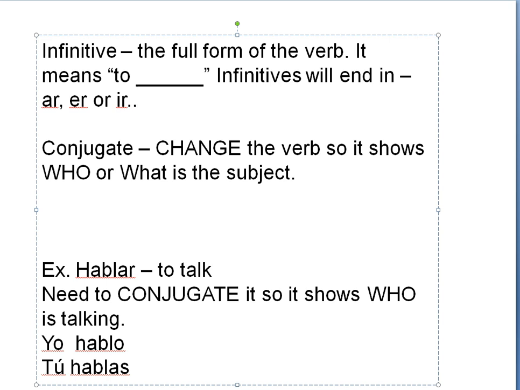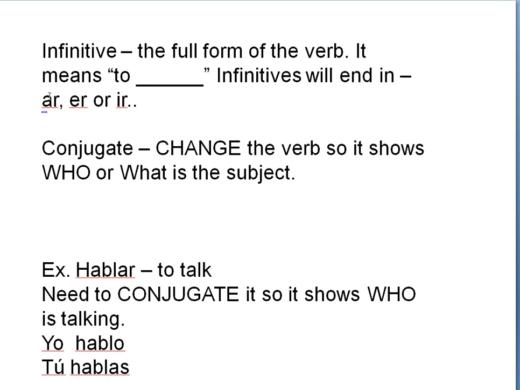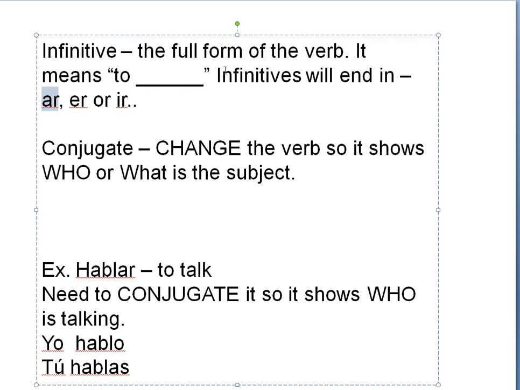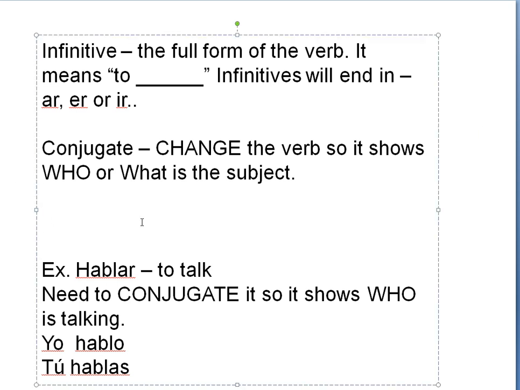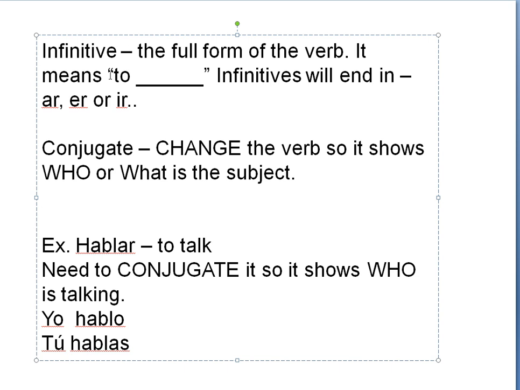And remember, right now we are only looking at AR ones, okay? So we're just looking at verbs that end in AR. And we're looking at regular verbs, and we're looking at verbs in, remember, the present tense. When we change the verb so that it shows who or what the subject is, we conjugate them. So you're going to conjugate an infinitive. So that's what we're going to do.